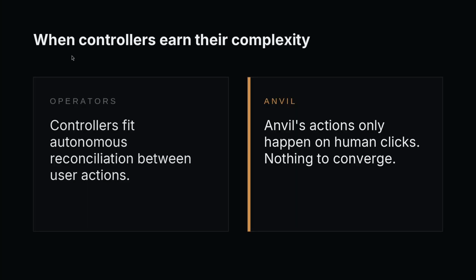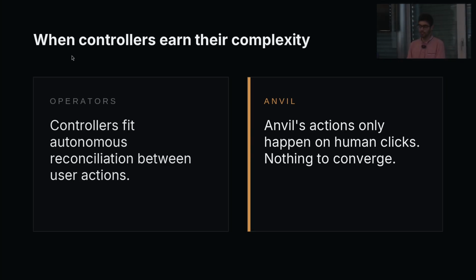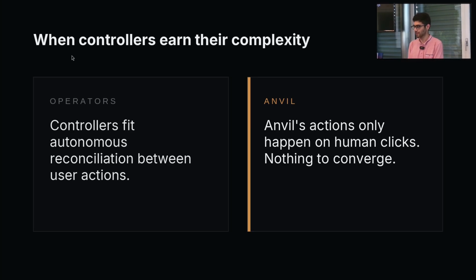Operators are used for one core reason most of the time: autonomous reconciliation between user actions. A canonical example is cert-manager. A human doesn't choose for a cert to expire, nor does a human choose to renew it. Cert-manager detects automatically if a certificate expires, and then automatically renews it while we are asleep. That's the whole reason. Autonomous.